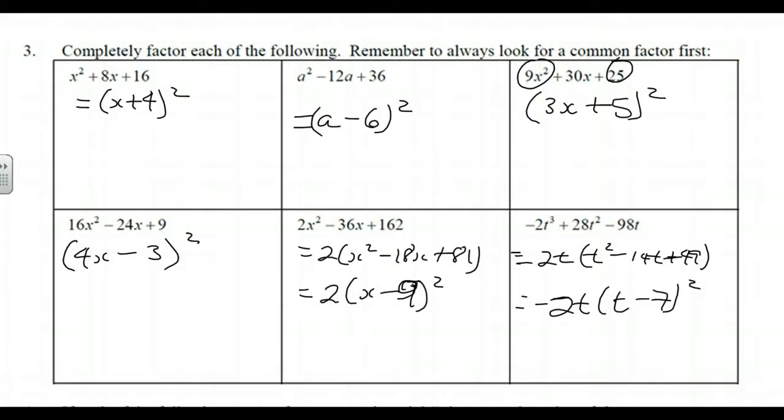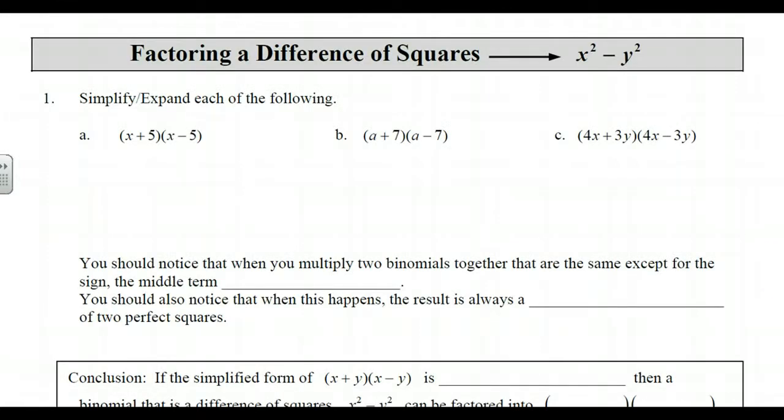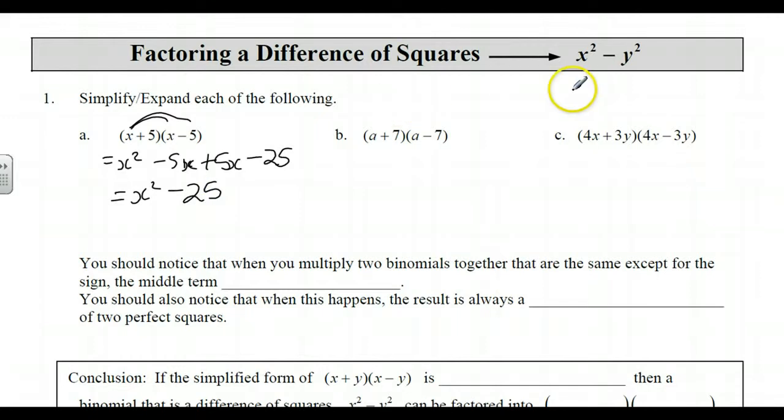Now, let's go down to factoring a difference of squares. So what's going to happen here is we're going to be looking for two terms. So let's FOIL this out. We get x squared minus 5x plus 5x minus 25, which is x squared minus 25. So that's kind of the form we're looking at up here, right? Here we get a squared minus 7a plus 7a minus 49, which is a squared minus 49.